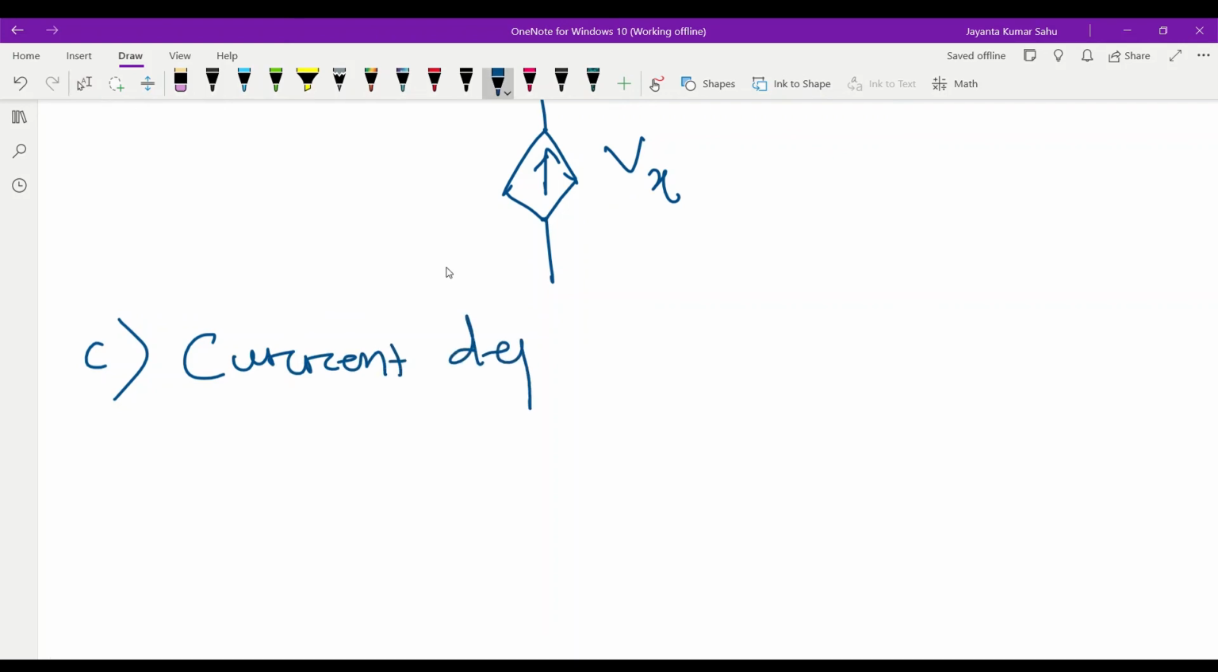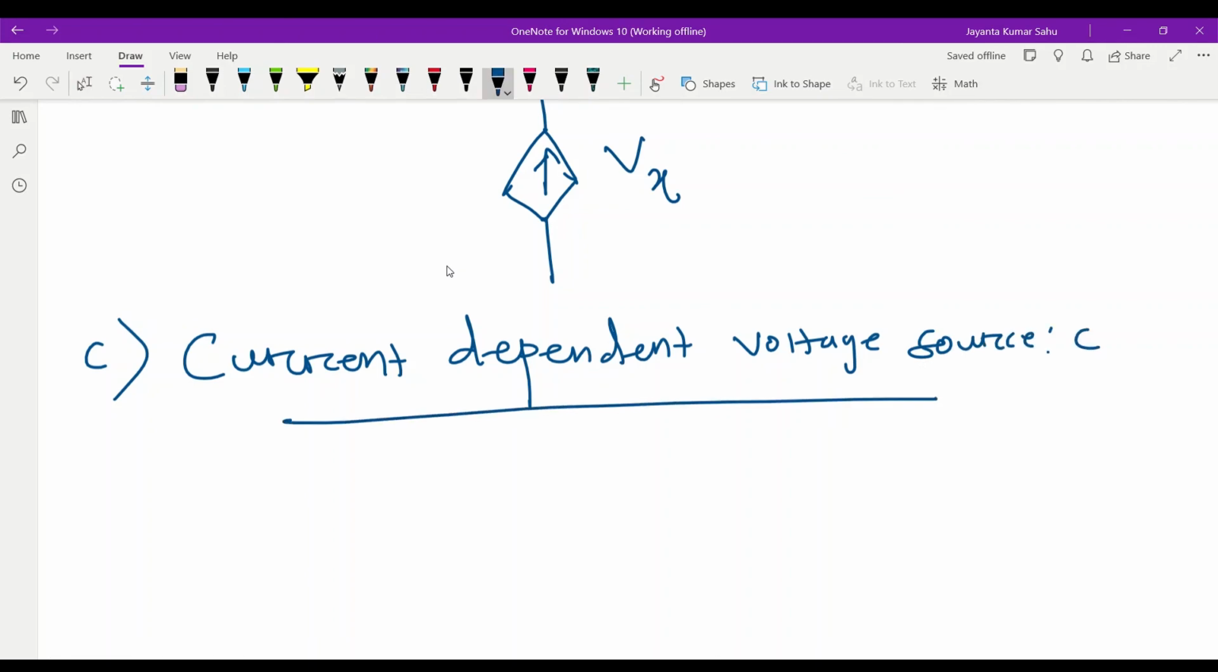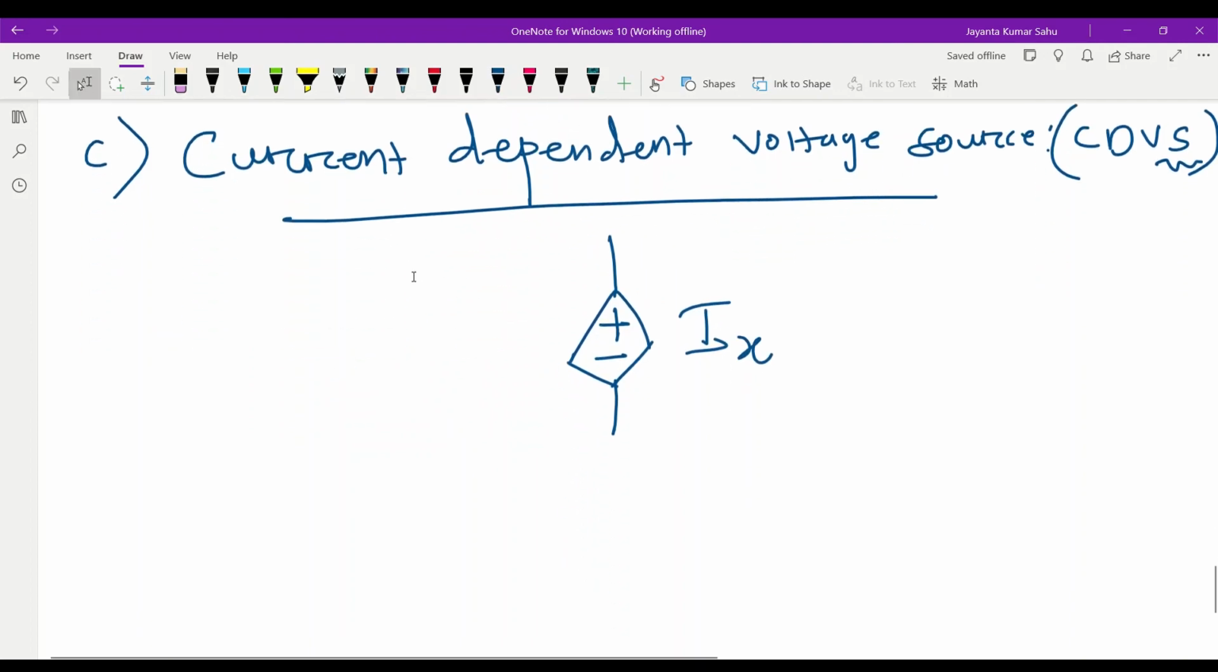Similarly, third one is current dependent voltage source, CDVS. Same, it is represented by diamond shape. Voltage source, last two letters means voltage source always represented by positive, negative. Current dependent means Ix. That means what we understand? Current dependent voltage source.